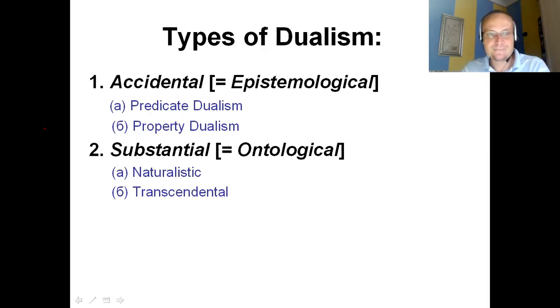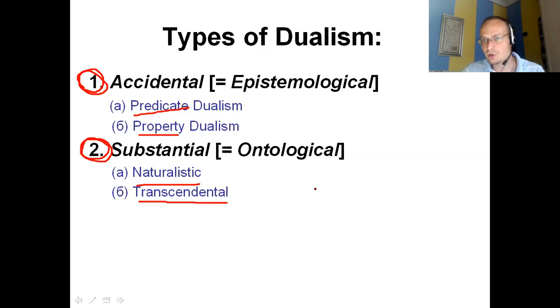Here it is like surface and ground. If we remember the previous way of classification, it is like the global version of dualism, or only the local version of dualism, in other words, very close moments. Okay, and accidental or epistemological dualism divides into two moments: predicate dualism and property dualism, and substantial or ontological dualism, a synonym, divides into naturalistic and transcendental versions of this dualism.